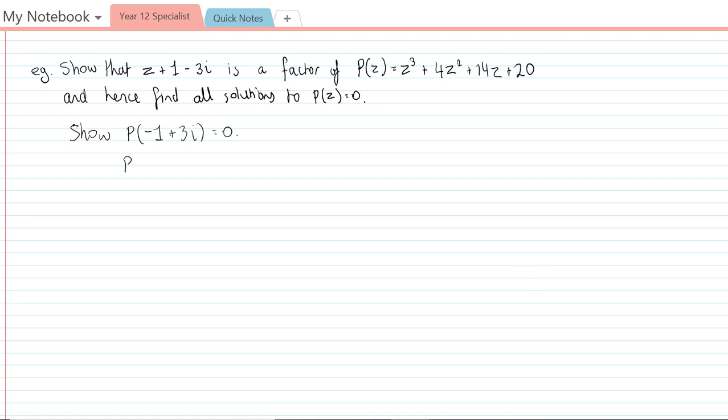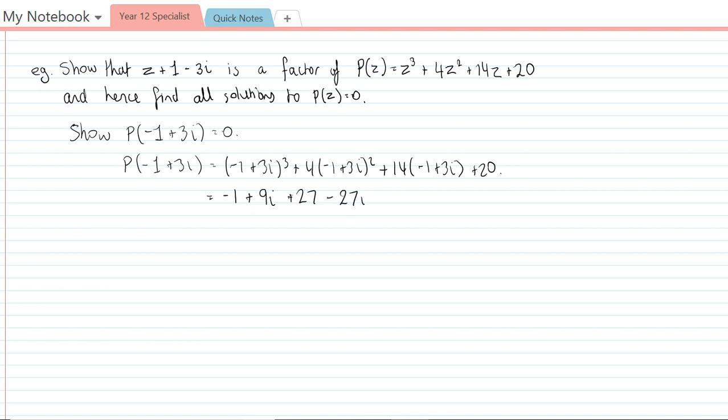So p of negative 1 plus 3i is going to be equal to negative 1 plus 3i cubed plus 4 times negative 1 plus 3i squared plus 14 times negative 1 plus 3i plus 20. If I expand that out, I should get negative 1 plus 9i, that's going to be a plus 27 and a minus 27i. That's the first brackets there expanded out.